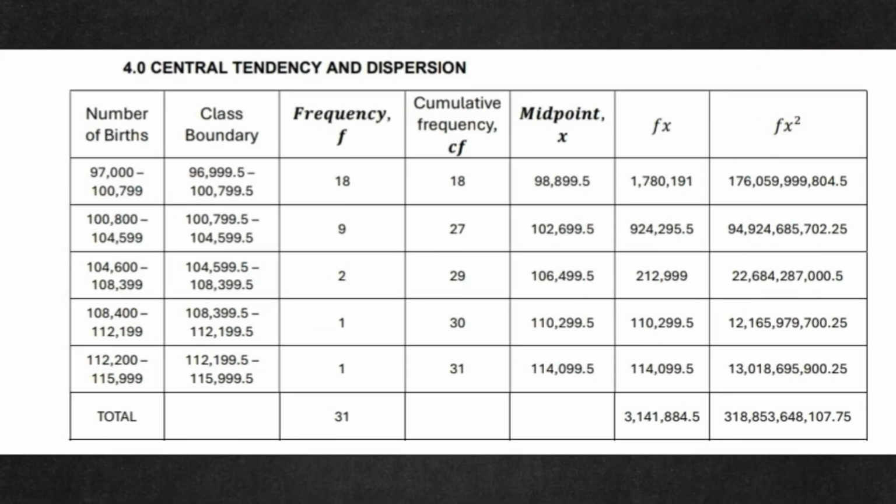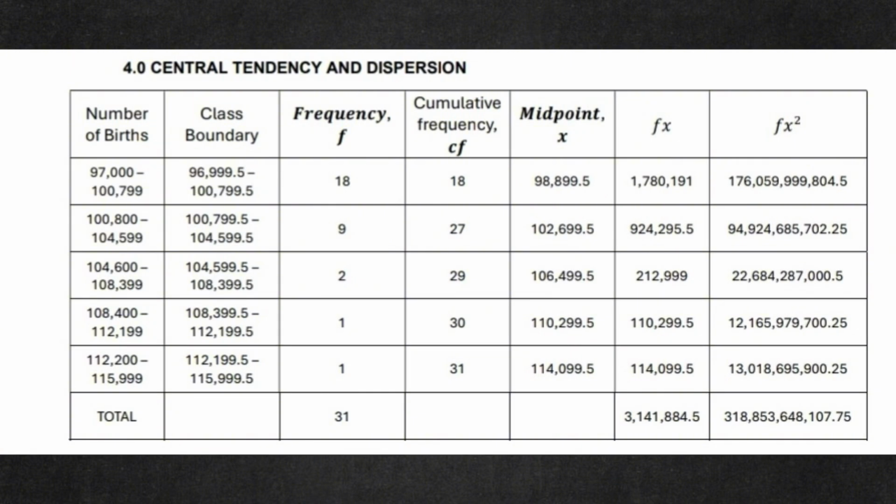For part 4, central tendency and dispersion, here is the grouped data table used to calculate the measures of central tendency and measures of dispersion. The table contains the class interval, which is the number of births, and class boundaries, frequency, cumulative frequency, midpoint, fx, and fx squared. The class boundaries are calculated by subtracting 0.5 from the lower class limit and adding 0.5 to the upper class limit.